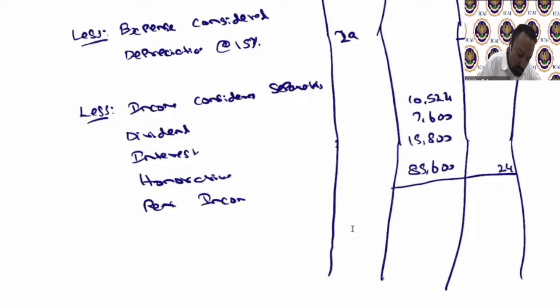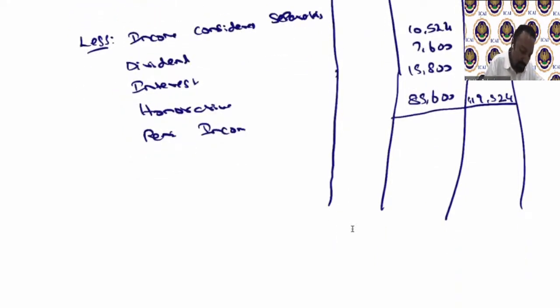It is what? 4, 2, 11, 19, 25, 2, 9, 14, 19, 1, 2, 3, 11, right? So 1,19,524 is an income that needs to be considered separately. So now you calculate your business or profession, business profits. So we can call it income from profits and gains of business or profession.